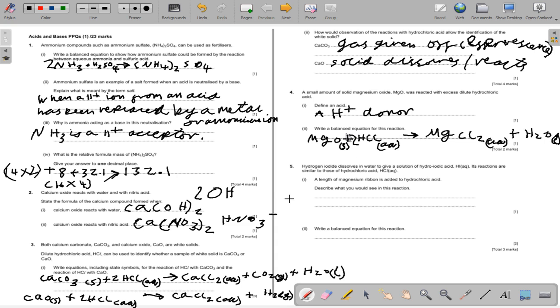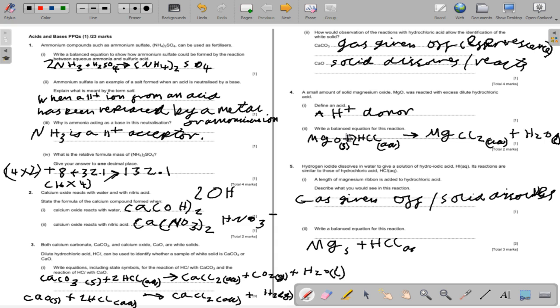And describe what you see in the reaction. I'm going to put gas given off, or you could also put solid dissolves. Not really much happening with this reaction. So if we have Mg solid plus HCl aqueous, which goes to MgCl2, 2 HCl on this side, aqueous plus H2 gaseous.